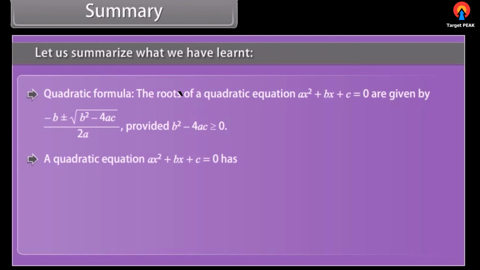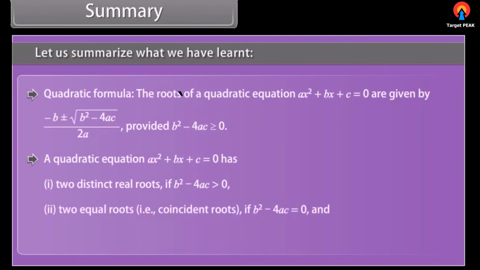A quadratic equation ax² + bx + c = 0 has 1. Two distinct real roots if b² − 4ac is greater than 0. 2. Two equal roots, that is, coincident roots if b² − 4ac is equal to 0, and 3. No real roots if b² − 4ac is smaller than 0.